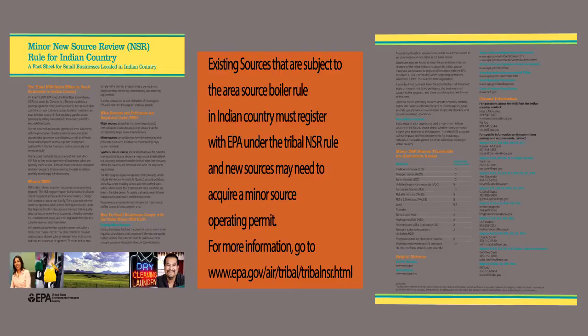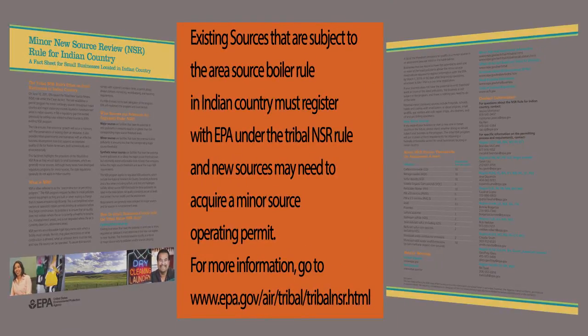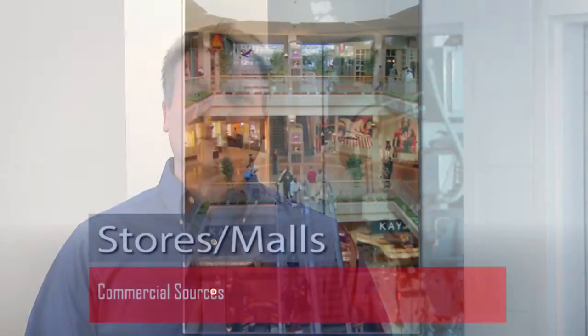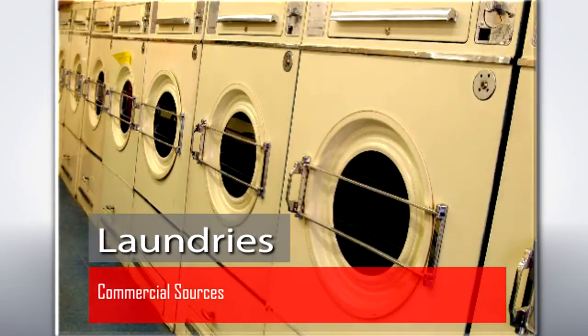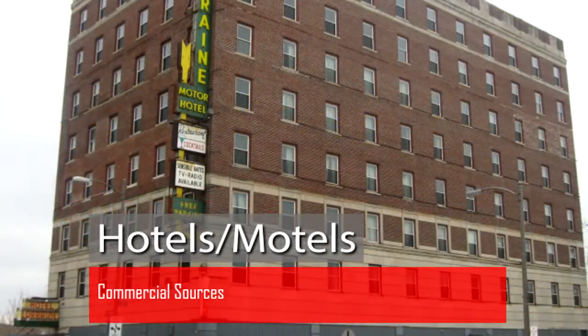So, how do you determine if your facility operates a boiler subject to the rule? The boilers we are addressing in this series are those found in a wide range of locations across the U.S., from small church basements to large university campuses. These boilers generate heat for many of the places where we live, work, and conduct business, in commercial establishments, institutional facilities, and in small industrial operations. Commercial locations where these boilers may be used include stores and malls, laundries, apartments, restaurants, hotels and motels.